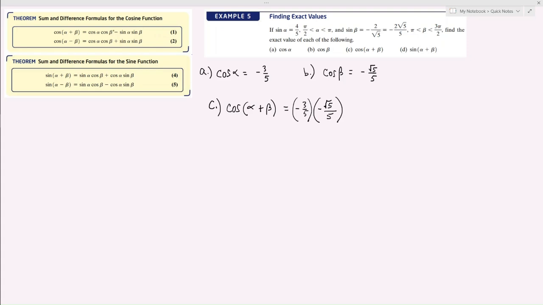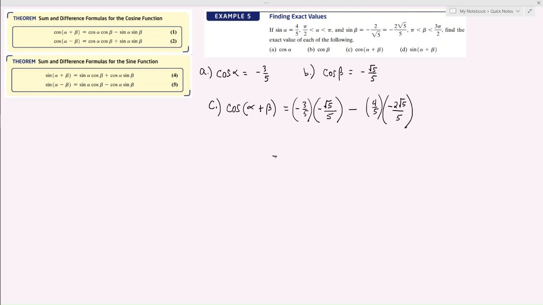And then remember, we subtract for the sum formula for the cosine, whereas we add for the sum formula for the sine. So we're subtracting and we're taking the sine of alpha, which up here they told us was 4/5, and we're going to multiply that by the sine of beta. And they told us that was, I'm going to go ahead and use the rationalized version here, negative 2 square root of 5 over 5.